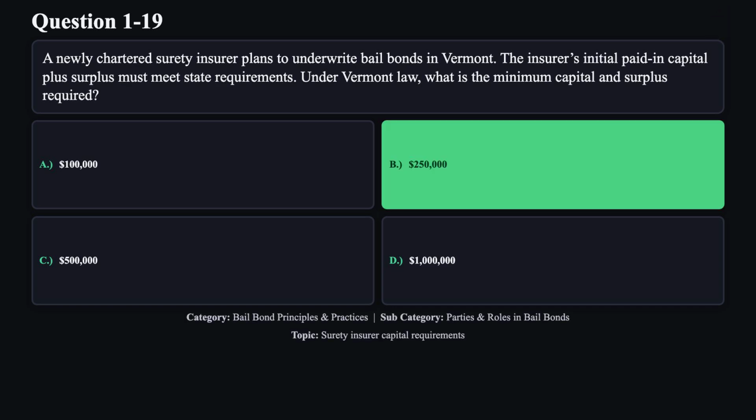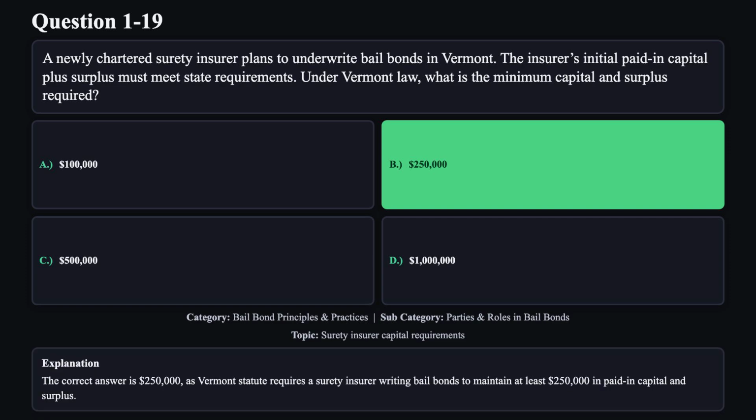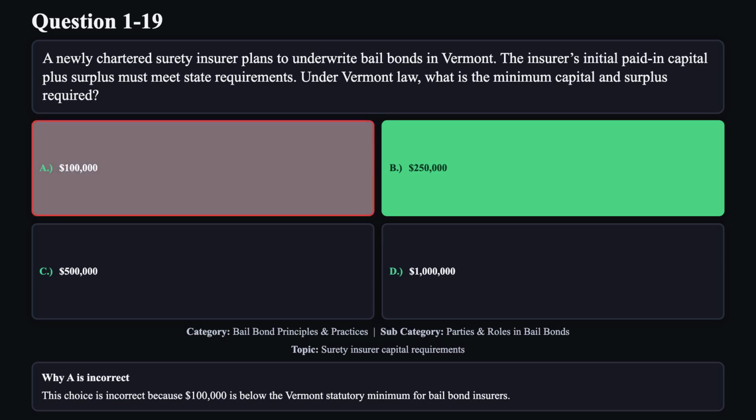The correct answer is B. The correct answer is $250,000, as Vermont statute requires a surety insurer writing bail bonds to maintain at least $250,000 in paid-in capital and surplus. Reason A is not correct. This choice is incorrect because $100,000 is below the Vermont statutory minimum for bail bond insurers.